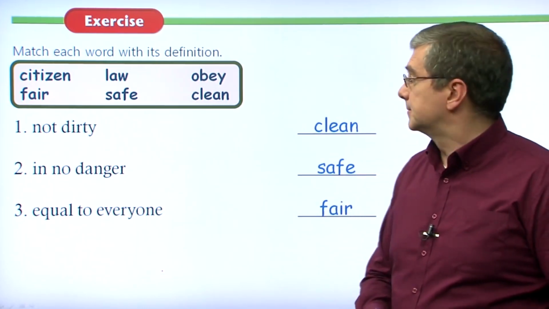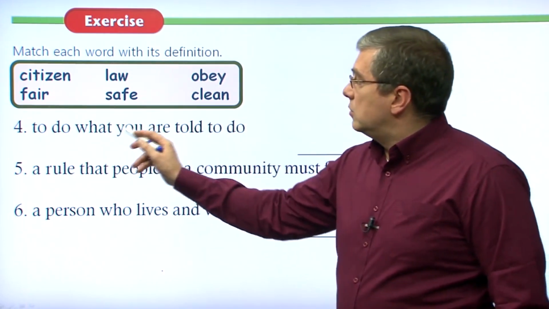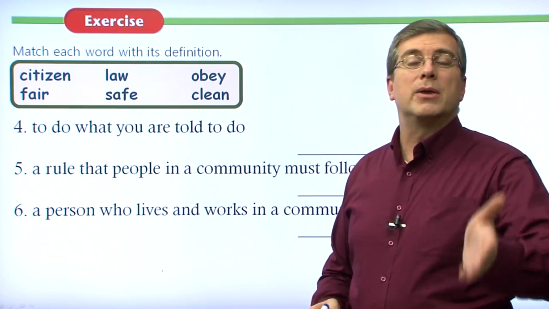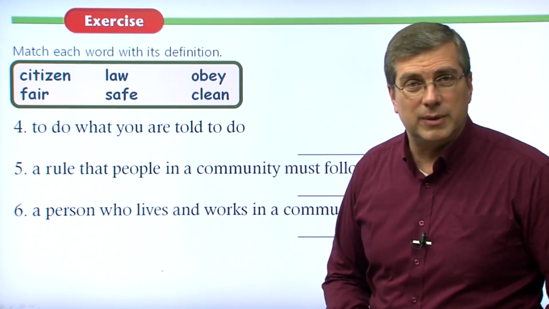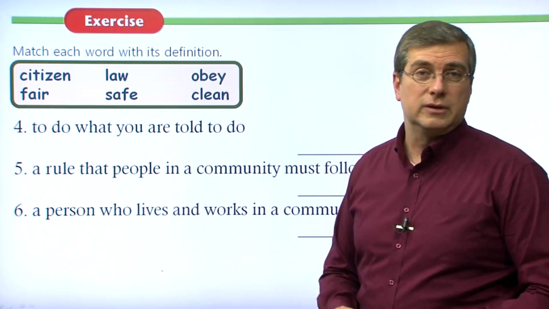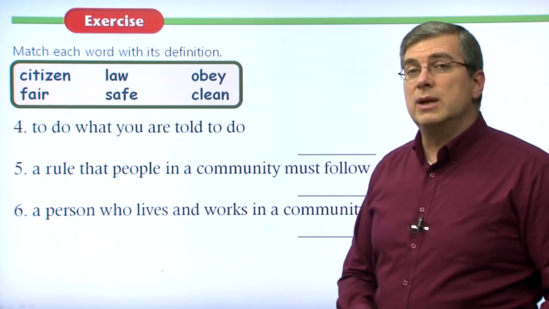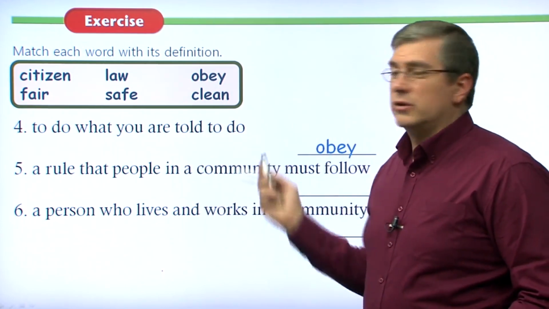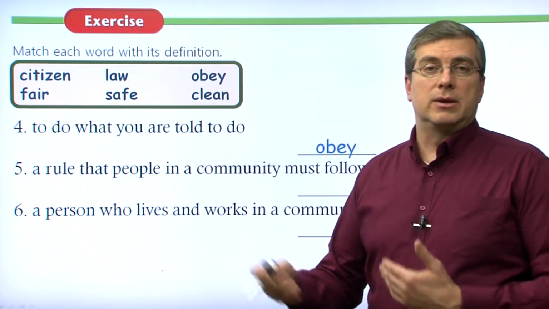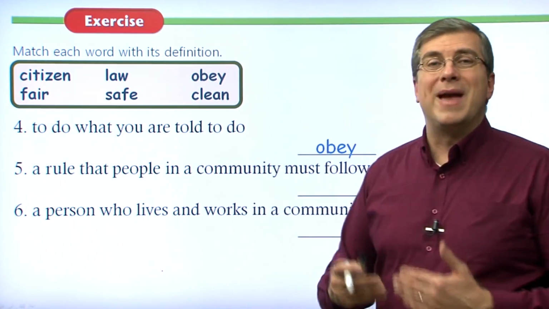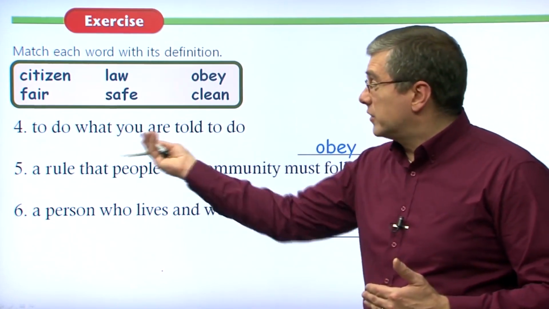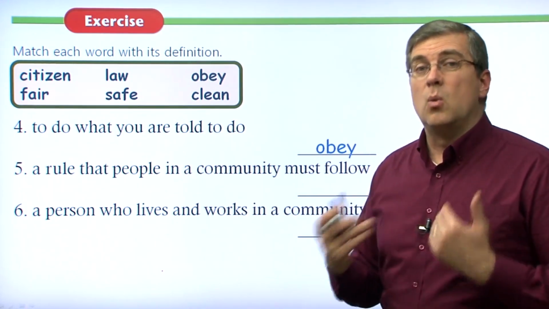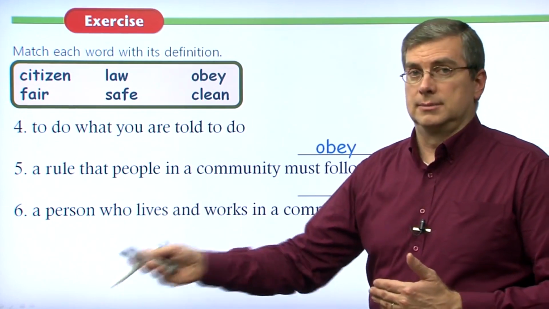That's fair. Number four, to do what you are told to do. If somebody tells you to do something, your mother or father tells you to do your homework, wash the dishes, and you do that, what are you doing? You are obeying them, okay? So if you do what you are told to do, you are obeying another person. But of course, you can also obey the law because the law also tells you what to do, right? The law tells us what to do. We should obey the law.